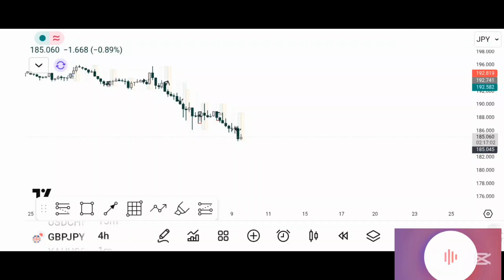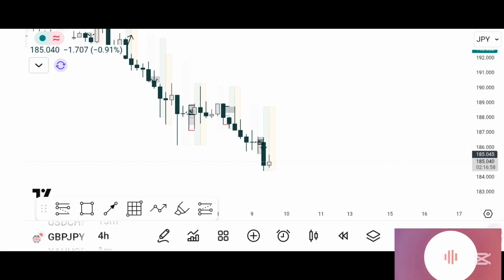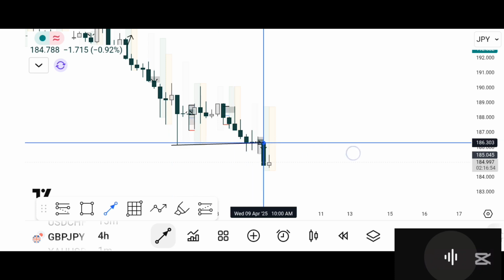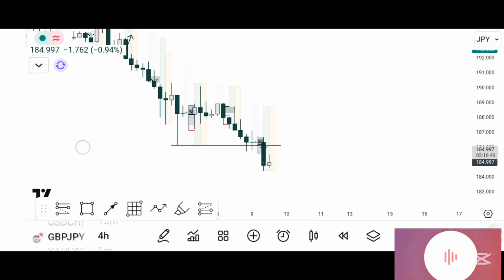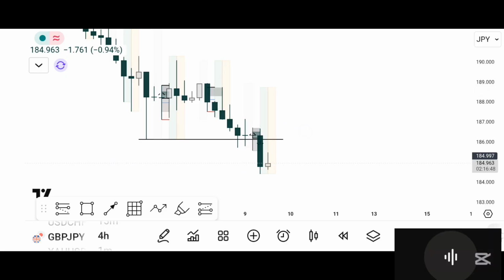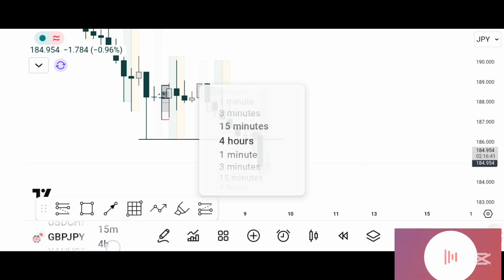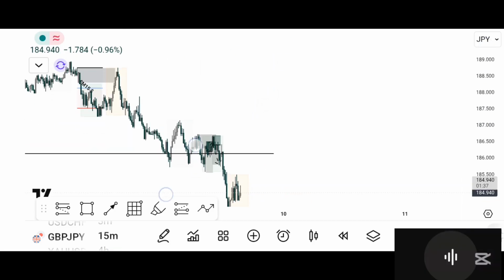So now on the 4-hour time frame, we can see that we are strongly bearish on GBPJPY. You can also see from here that there has been a break of structure lower here, a break of structure lower. So that is a good confluence that we are bearish on the 4-hour time frame. But this is not my main time frame. My main time frame is the 15 minutes. Now dropping to the 15-minute time frame, what we can see here are the trades.